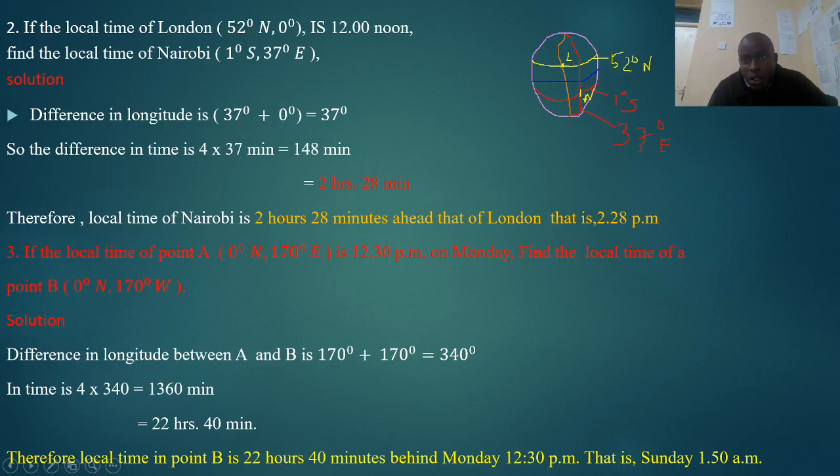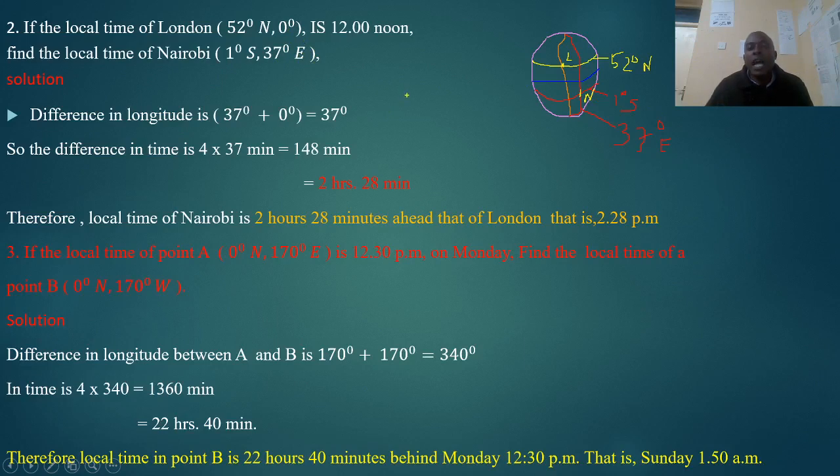If this is where your Nairobi is, remember Nairobi is to the east of London. So in terms of time, Nairobi will be ahead of London, by some minutes or some hours. Because it's to the east of London, it is always ahead. So you have to calculate the longitude difference first. It is 37, whether you add or subtract, 37 degrees.